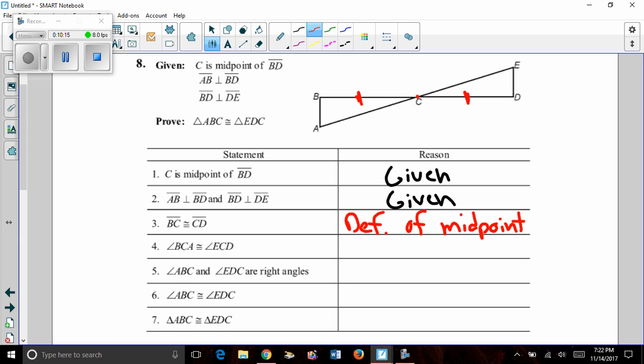Now, another important piece is the vertical angle theorem. If we look closely, line 4 says angle BCA is congruent to angle ECD. That's this angle and this angle. When we have angles that are on the flip side of each other like that, they're called vertical angles. And according to the vertical angle theorem, they are congruent. It's also one of our handy tricks we can use a lot in order to solve these.